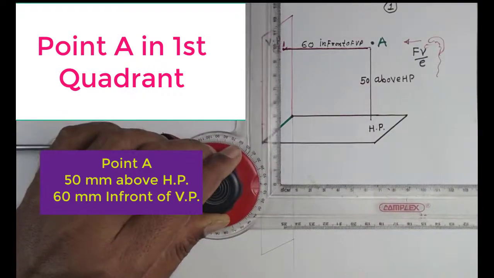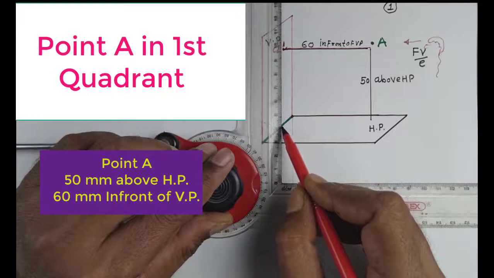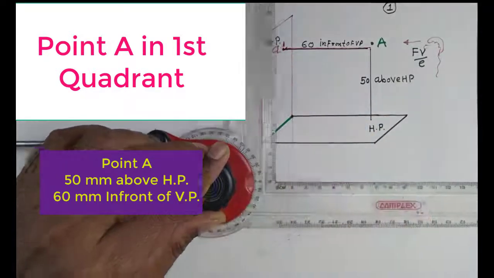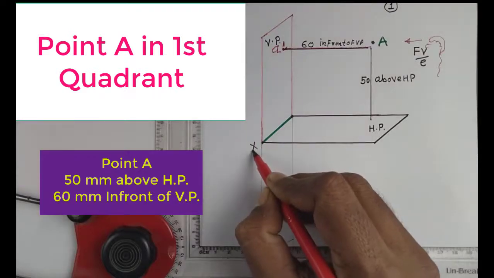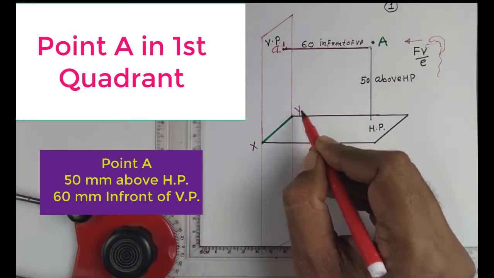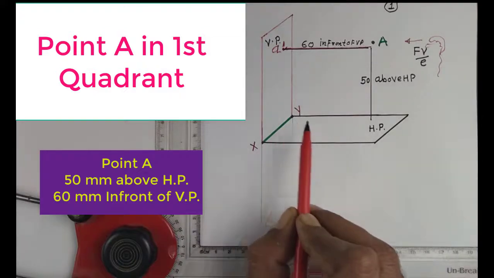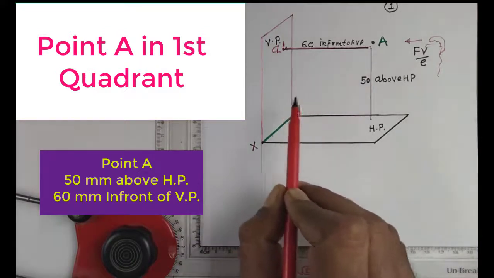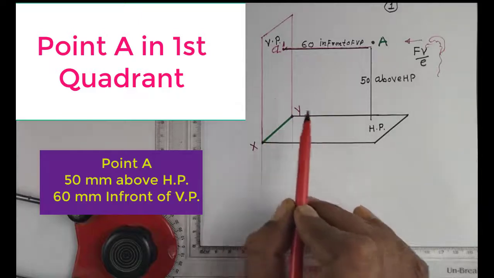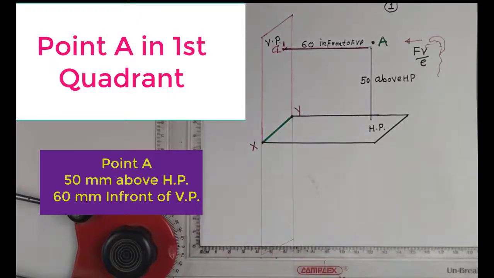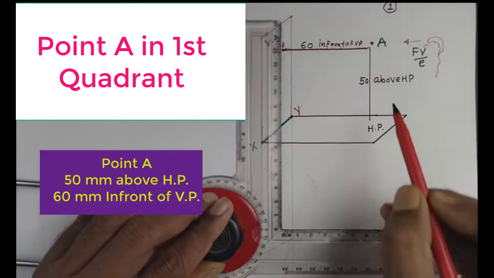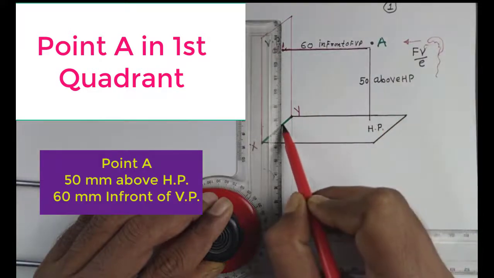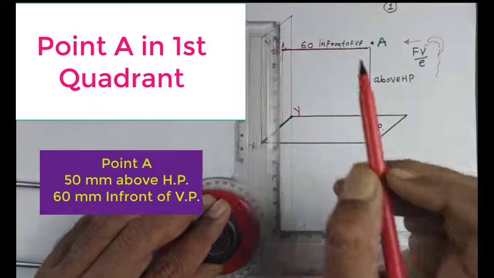Now one more thing: what is the dimension from this green line? This green line is our XY line, where both the planes intersect each other at 90 degrees. Now the A dash is 50 mm from the XY line.